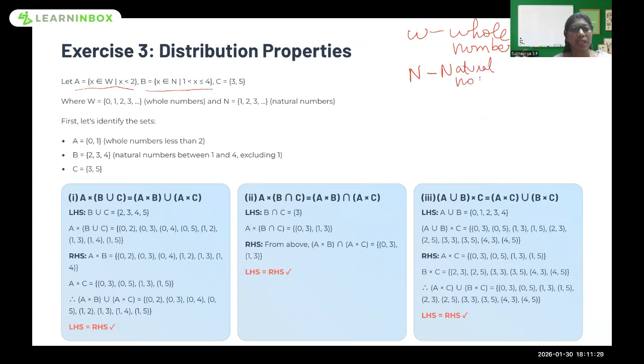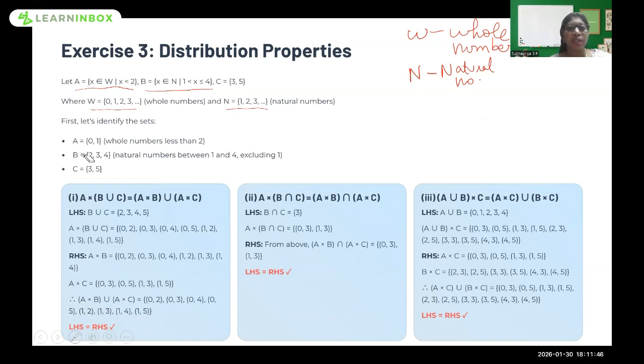So what is A now? It will be less than 2. Whole number is 0, 1, 2, 3, etc. And natural number is 1, 2, 3, etc. So less than 2 alone, we have to know. So A is equal to 0, comma 1 alone.